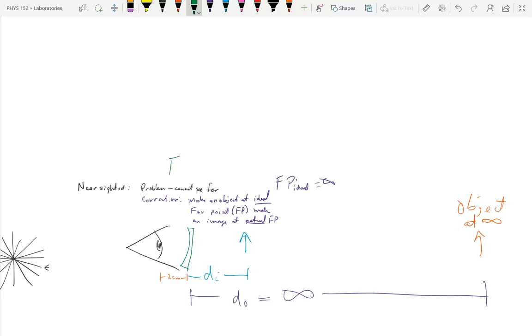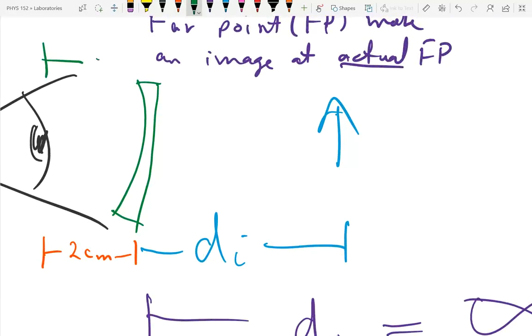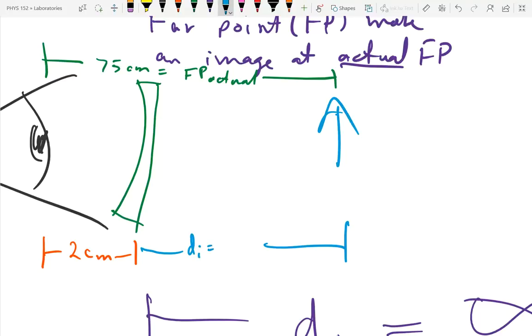Well, we tried to measure. Let's say my far point equals 75 centimeters, just to make up a number. If my far point is 75 centimeters, then what is the distance image? Once again, this is something that people can mess up. That's why I'm paying attention to it. 75 minus 2. Yes. Well, yes and no. Minus that because it's a virtual image. So that sign is kind of important.